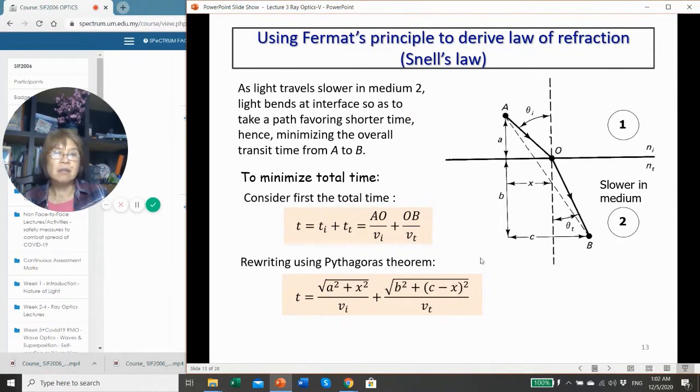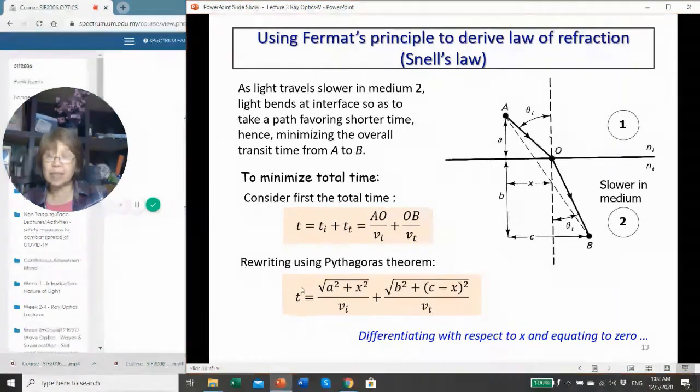And then for OB, that would be equal to the square root of (C minus X) squared plus B squared. Okay, substitute that in. Then what we do is we take the minimum, differentiating t with respect to x, because we don't know the position, so this is the variable.